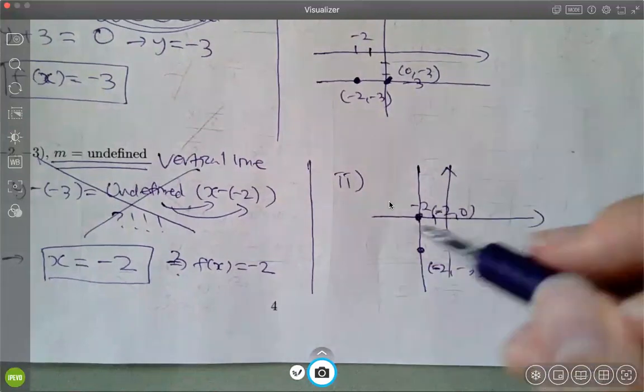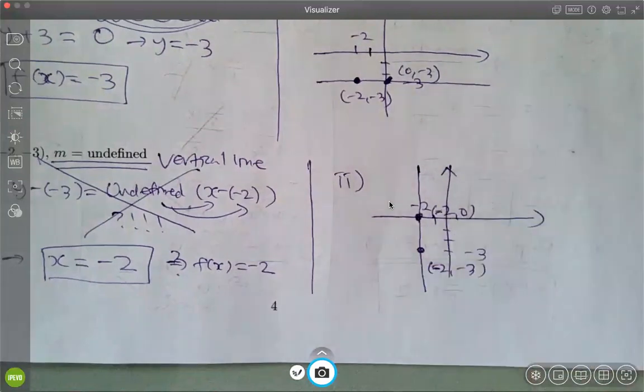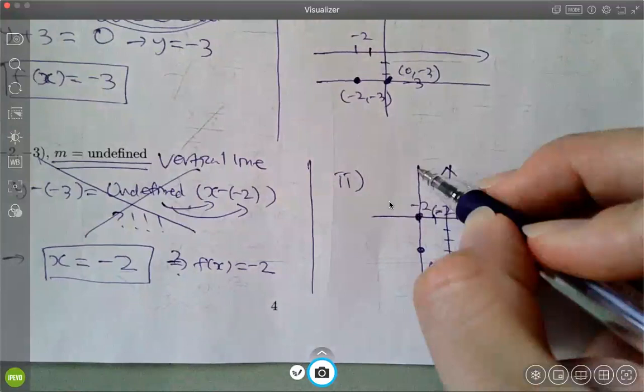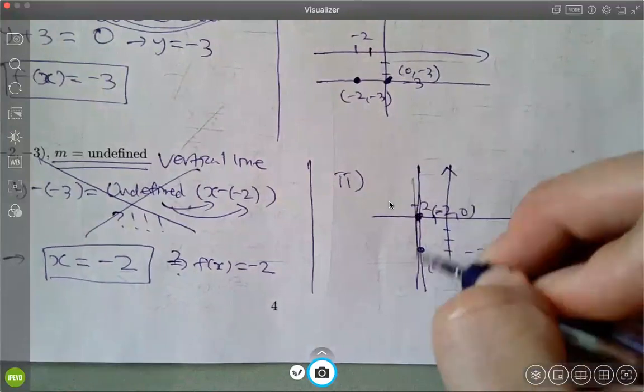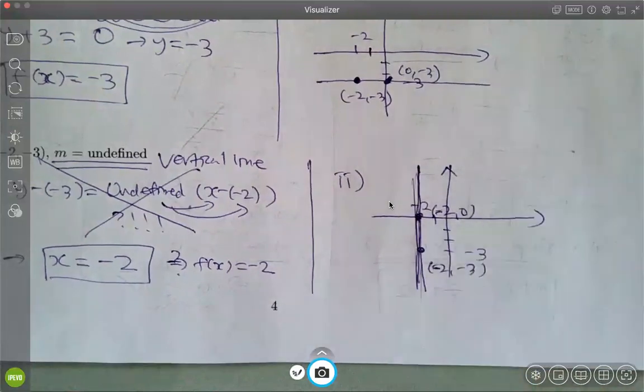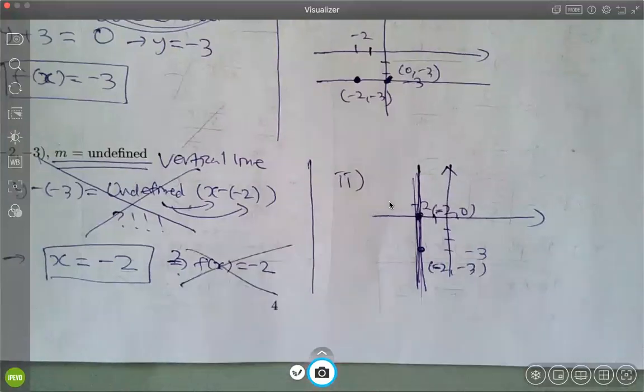And now, is this a function? No. Why? Because it fails the vertical line test, right? And which vertical line? Just exactly the same vertical line, right? Okay, so it's not a function. So what does that mean? We cannot use the function notation here.